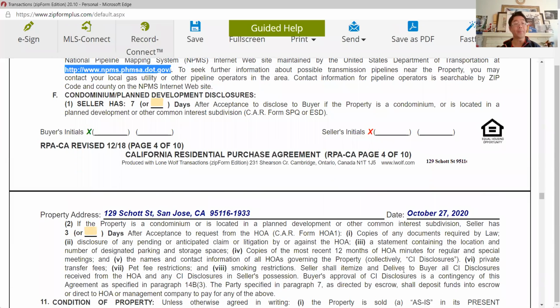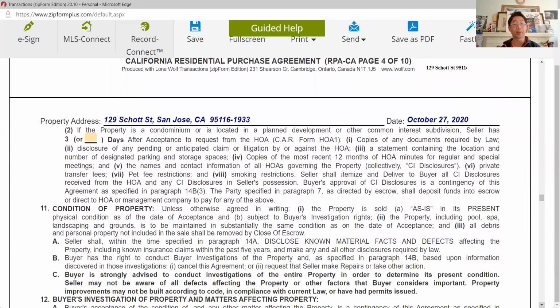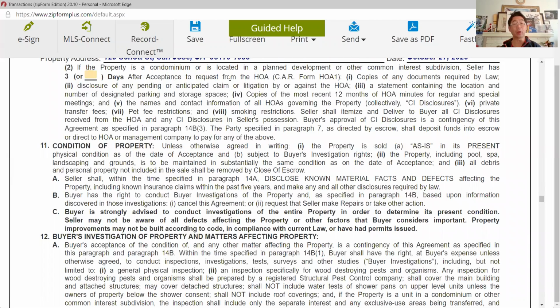The thing is, condominium plant. The seller has 7 days to give you the disclosure, which we have not even started the contract. We already have the disclosure, so this one, we have no problem. They will tell you where the condominium is located, the subdivision, and that's always in the disclosure. And the condition of property, they sell as is, that means this condition is what you buy. We can still ask them to repair based on the material facts because they disclose everything they know. So we need to read that.